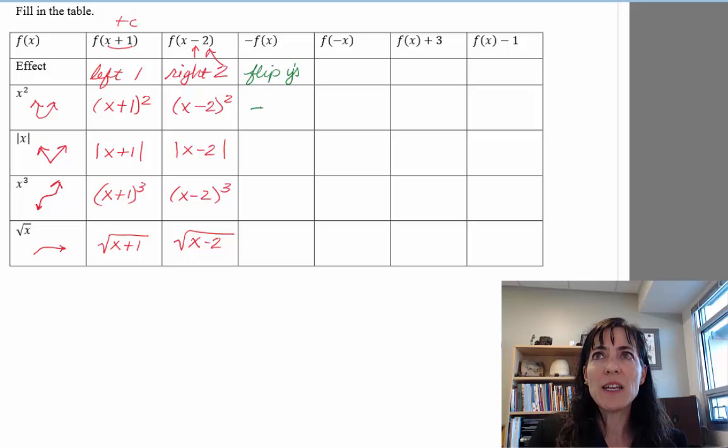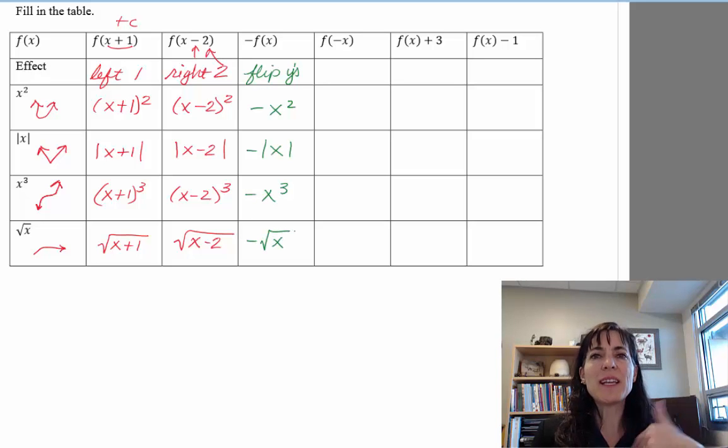It looks like negative x squared. It looks like negative absolute value of x, negative x cubed, negative square root of x. Okay, the negative is outside the function itself, or the parent part of the function.